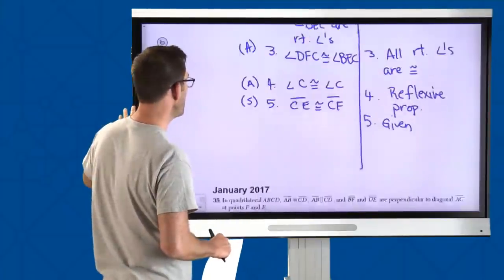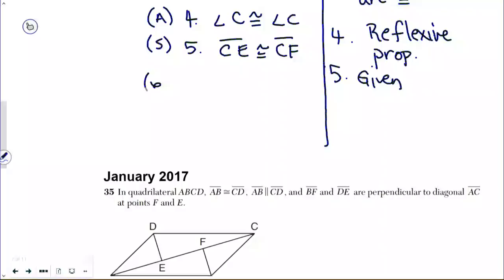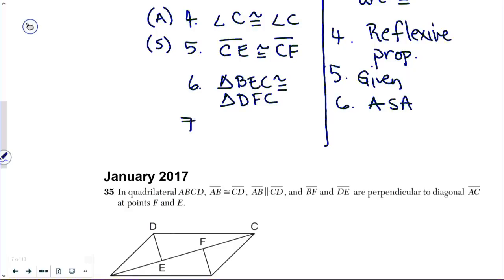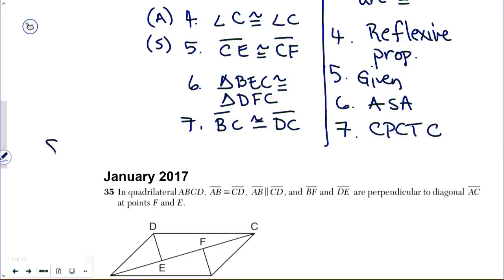So I can conclude now, well, I'm almost out of space. I don't need parentheses around that. Delete. I can now conclude that triangle BEC is congruent to triangle DFC by angle, side, angle. I can now say that side BC is congruent to side DC because corresponding parts of congruent triangles are congruent. And finally, the coup de grace, 8.